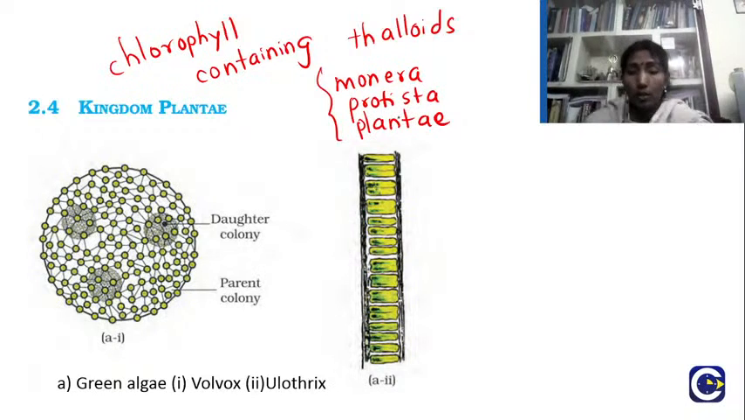Okay, I hope you all understood that. So coming to the various things, we have what is called the algae. Under that we have the green algae. Among the green algae we have Volvox and Ulothrix.